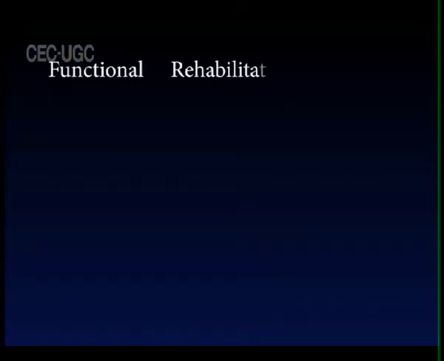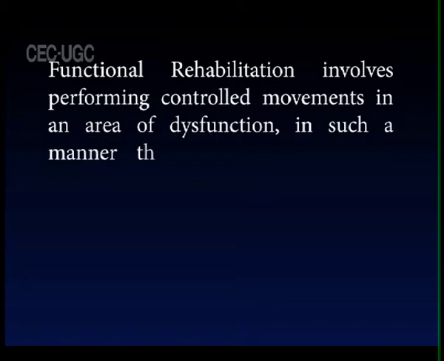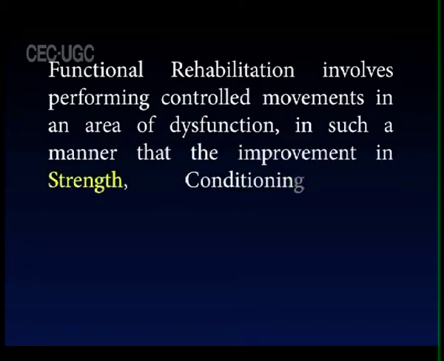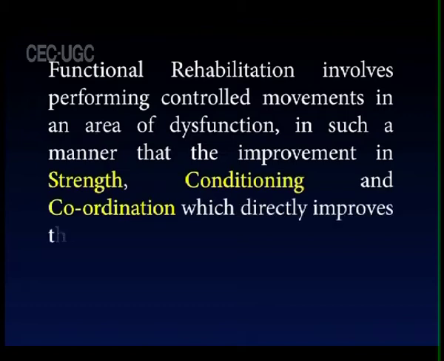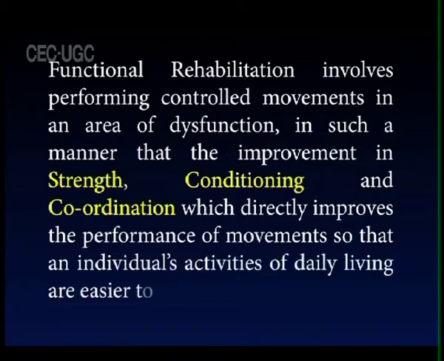Functional rehabilitation is an extension of the traditional elements of physical therapy. Functional training involves more than simply increasing the force producing capability of a muscle or group of muscles. Rather, it requires physical modification to enhance the coordinating working relationship between the nervous and the muscular systems. Functional rehabilitation involves performing controlled movements in an area of dysfunction in such a manner that the improvement in strength, conditioning and coordination directly improves the performance of movements so that an individual's activities of daily living are easier to perform.